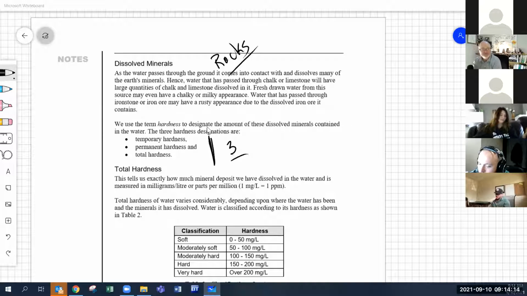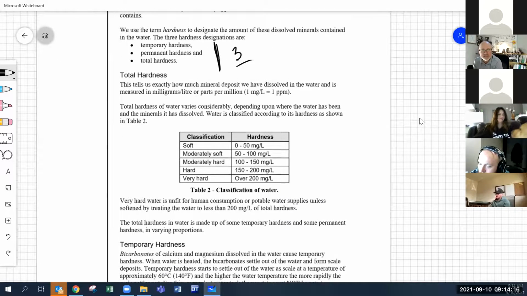So total hardness, it tells us that they use a scale, and they use this thing called ppm, parts per million. And so this little classification table right here: softened water has very little hardness in it, moderately soft, hard, very hard. And listen, very hard water, when you get up to this kind of stuff, it might not be potable.